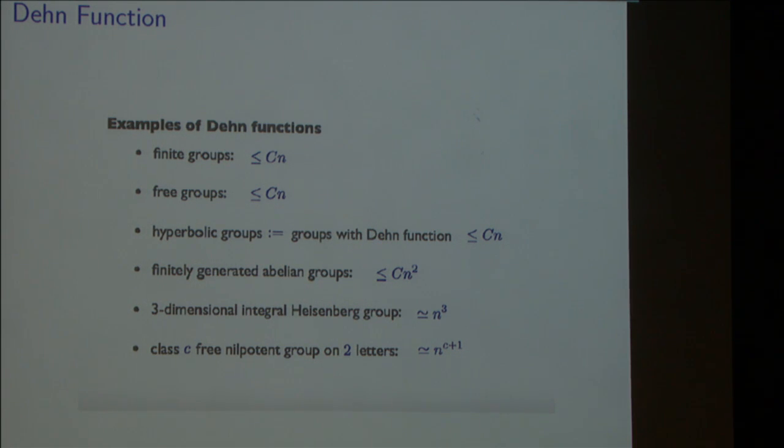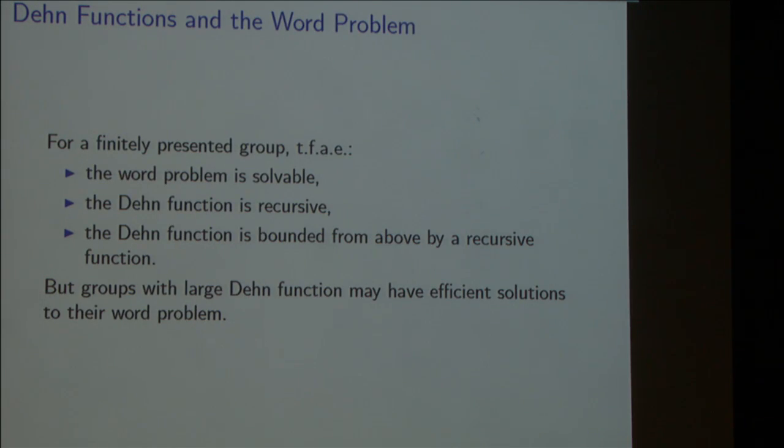What I know are papers. Okay, now in a sense, the Dehn function may be considered as a complexity of the word problem, but there are flaws. For a finitely presented group, the following are equivalent: the word problem is solvable; the Dehn function is recursive; and the Dehn function is bounded above by a recursive function.